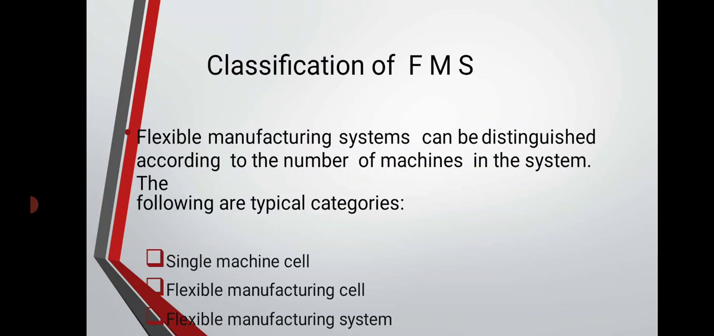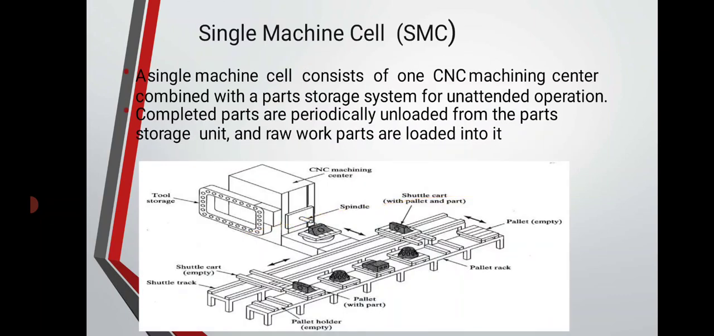The first one, the single machine cell, consists of one CNC machine center combined with a part storage system for unattended operation. Completed parts are periodically unloaded from the parts storage unit and raw material parts are loaded into it. You can see this diagram. This is the single machine cell setup in which only one machining center is there.